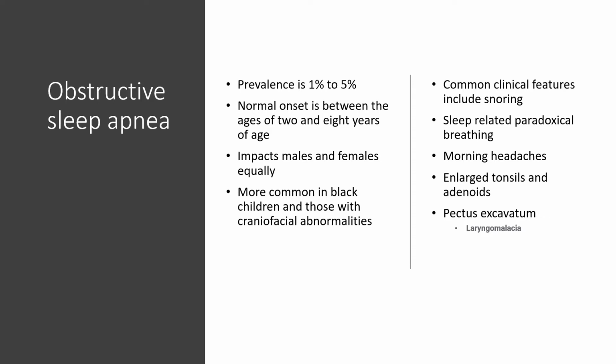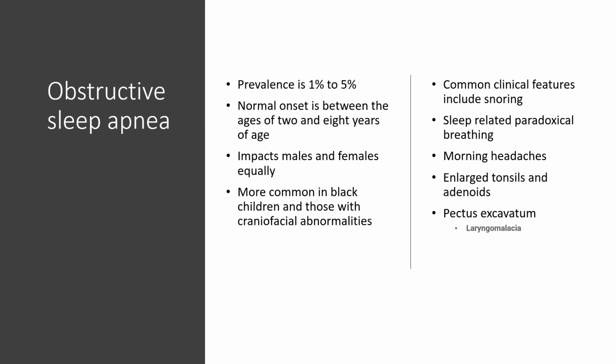When I say craniofacial abnormalities, there are some children who have a narrow palate, or they could have enlarged tonsils or other hypertrophic tissue in the neck. So these craniofacial abnormalities can be part of the problem. The common clinical features you see with this are snoring, paradoxical breathing, morning headaches, and enlarged tonsils and adenoids.